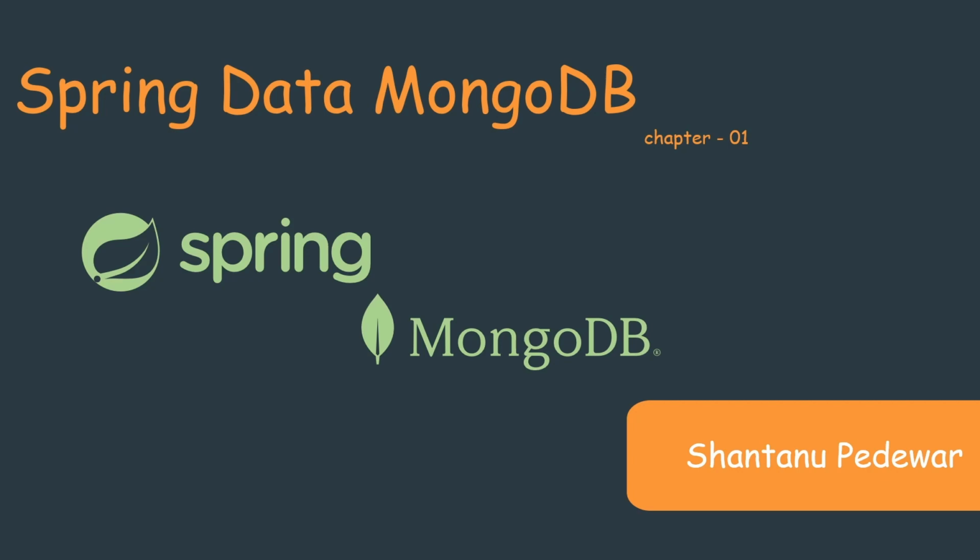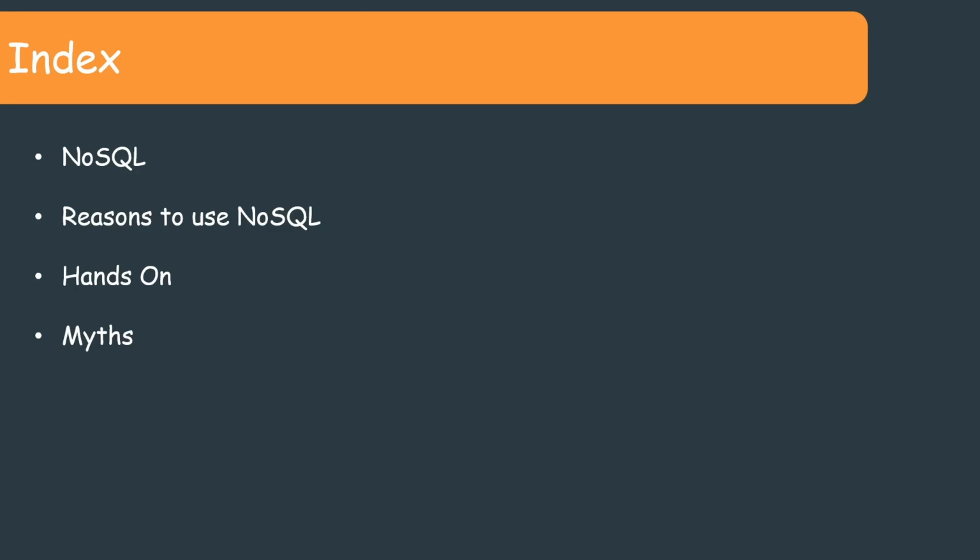This series is targeted towards using Spring Data Framework to perform CRUD operations on MongoDB, which is a NoSQL database. If you have used Spring Data before, you can get onboarded to Spring Data MongoDB in no time. This is chapter 1 in the series, in which we are getting a basic understanding of NoSQL databases, when to use them, and basic hands-on and some myths talked about in relation to NoSQL databases.